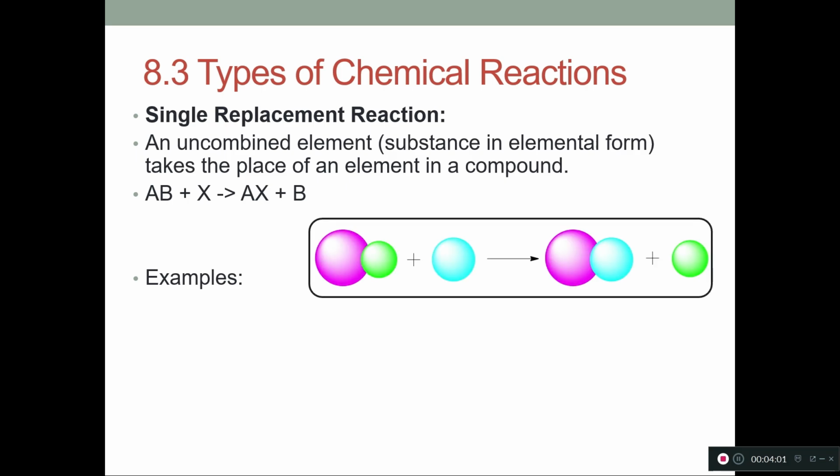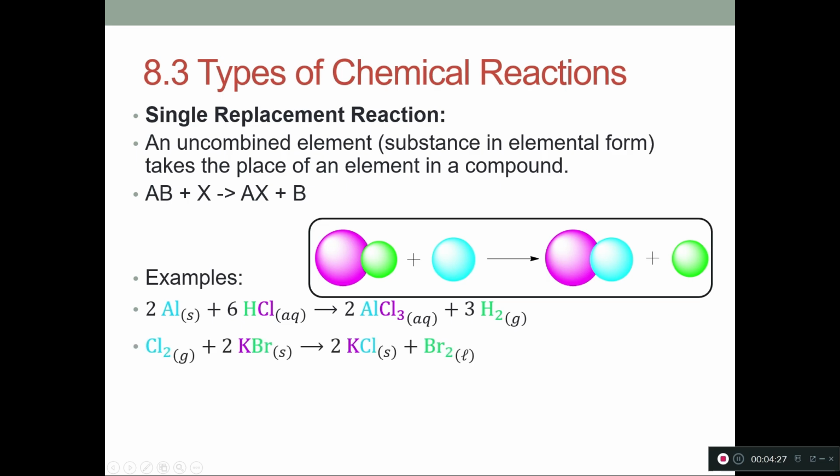So that would look something like this, where we have this compound of the purple and green balls here, plus we have the blue one here that's by itself. The blue one takes the place of the green one. So some examples for this, if we have aluminum plus HCl, the aluminum will bind with the chloride here, then the hydrogen gets left out. So the aluminum is taking the place of the hydrogen in this case. Or we can have something like this, where the chlorine will now be taking place of the bromide in this reaction. So the bromide is going to get left out in the elemental form here, where the elemental chlorine will take its place and become potassium chloride.